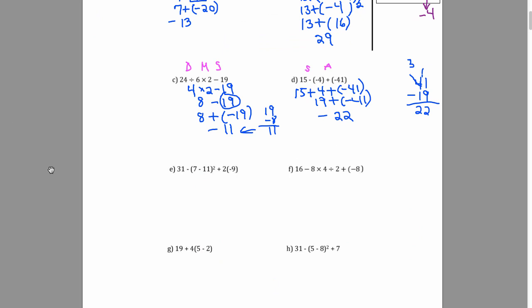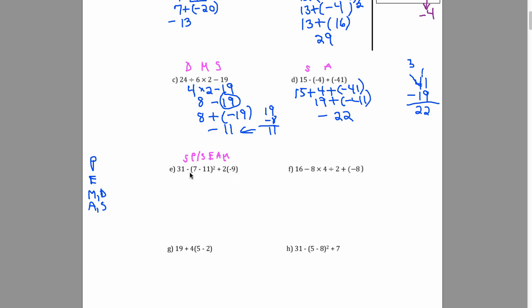So let's proceed to part E. I have to scroll down, so I'll rewrite the order of operations. So in part E, we begin with a subtraction. We have parentheses here. We have an operation within the parentheses. We have an exponent. We have addition, and we wind up with multiplication. So there's a lot going on here.